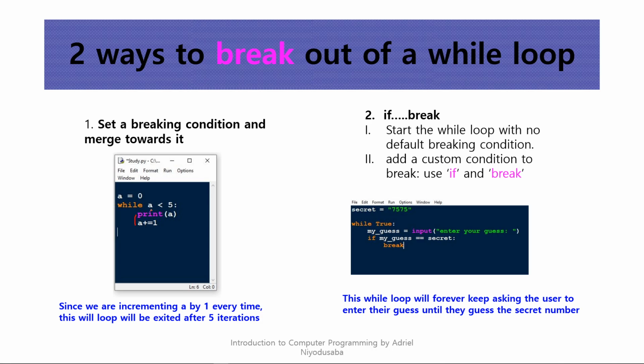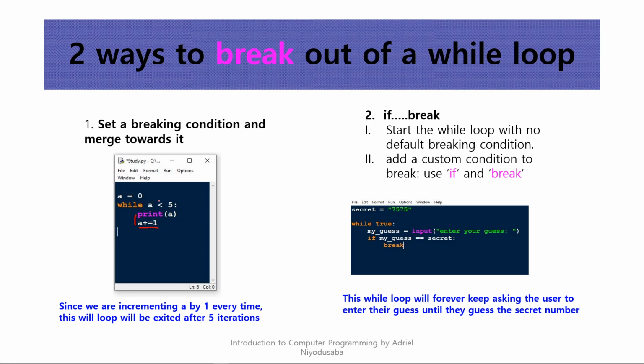Notice that when I say while a is less than 5, and remember I start with a equal to 0, if I don't include this line where I increment a by 1, and a is forever 0, then this while loop will be executed forever. So that's why I call this method converging towards the breaking condition. So we set a breaking condition and we try to come towards it.